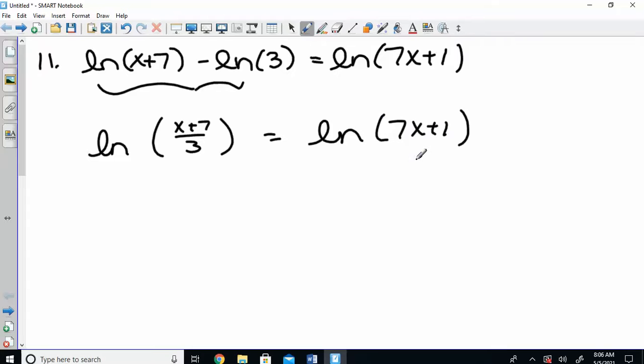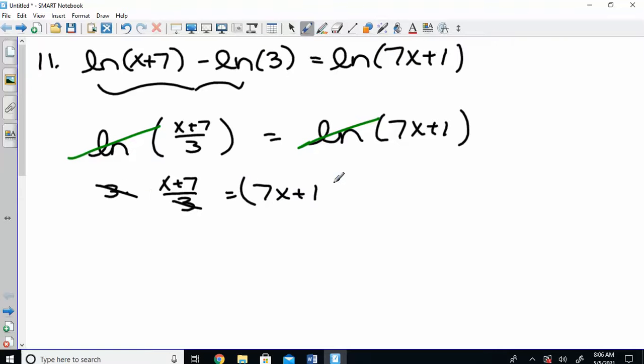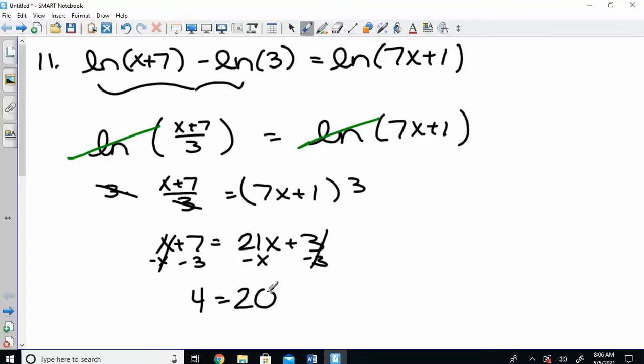Now the example we did yesterday only had the log on one side, so then we just used the definition. If you have a log on both sides, it's actually even easier. Those logs just drop off, so the arguments have to be equal. So I could multiply them by 3. So I get x plus 7 equals 21x plus 3. If I subtract over my 3 and subtract my x, and divide by 20, so x is 1/5.